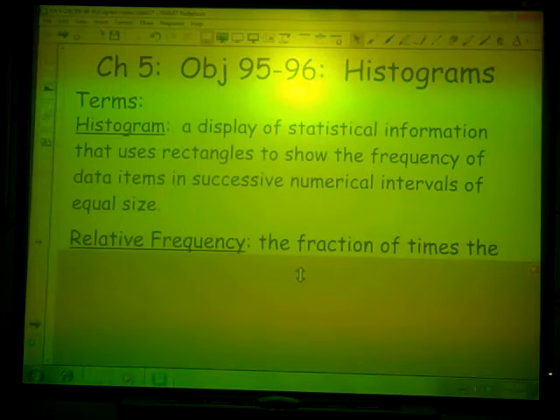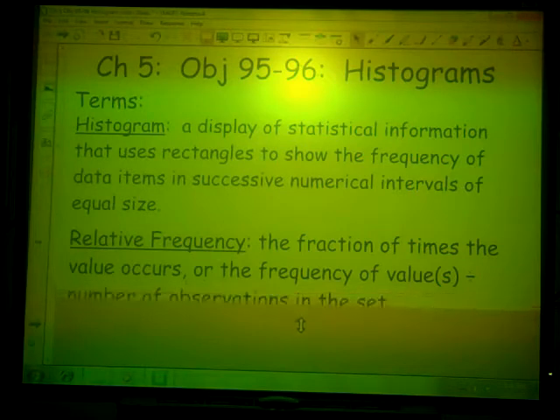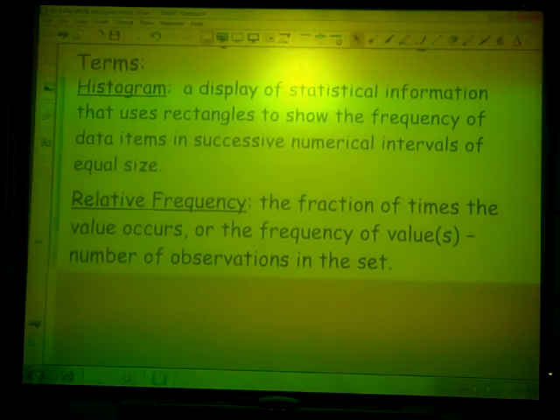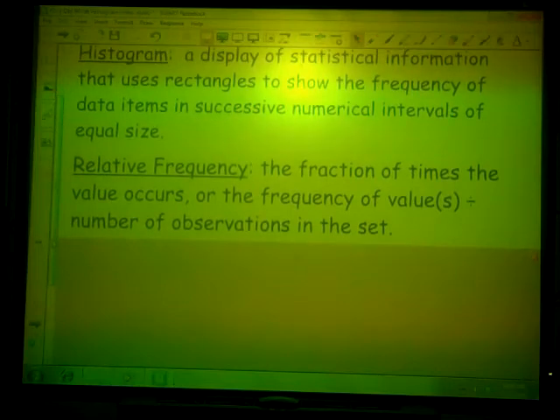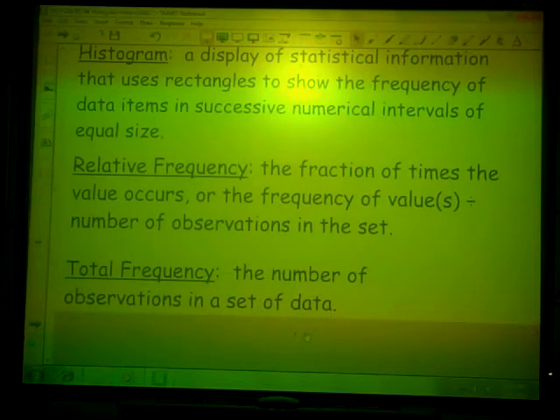One of the other terms that you're going to need to know is relative frequency. What is relative frequency? It's the fraction of the times the value occurs, or the frequency of values divided by the number of observations in the set. So these are terms that you're going to see as you go through each of the questions for the histogram section here. Our other term is total frequency. It's really the number of observations in a data set.